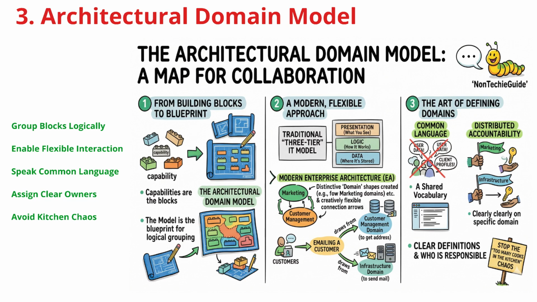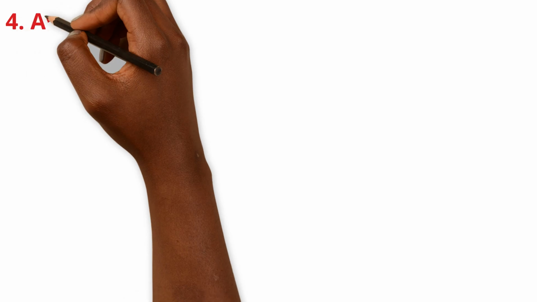Success here is an art form. It requires a common language so that everyone uses the same terms, and distributed accountability so that everyone knows who owns what. By establishing clear definitions and responsibility, we avoid the chaos of too many cooks in the kitchen and ensure our blueprint actually leads to a well-built organization.